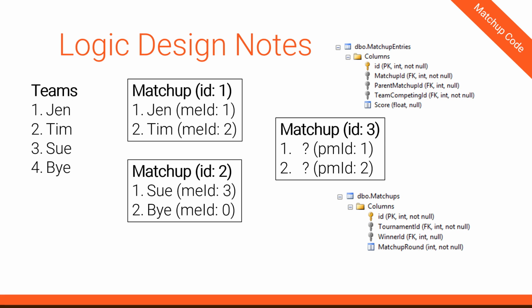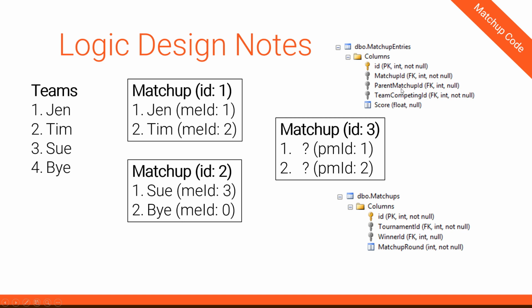Now I said, okay, let's create our first round of matchups and see how that looks. So I create this matchup and I said, well, that's ID number 1. We'll need that ID for later. And then I said, well, Jen and Tim would be in that first matchup because they're the first 2 in the list. Remember, this will be randomized. So Jen plays Tim, and each one of these, this is the MEID, which is the matchup entries ID. So Jen has a matchup entry ID of 1, so that'd be the ID of 1.